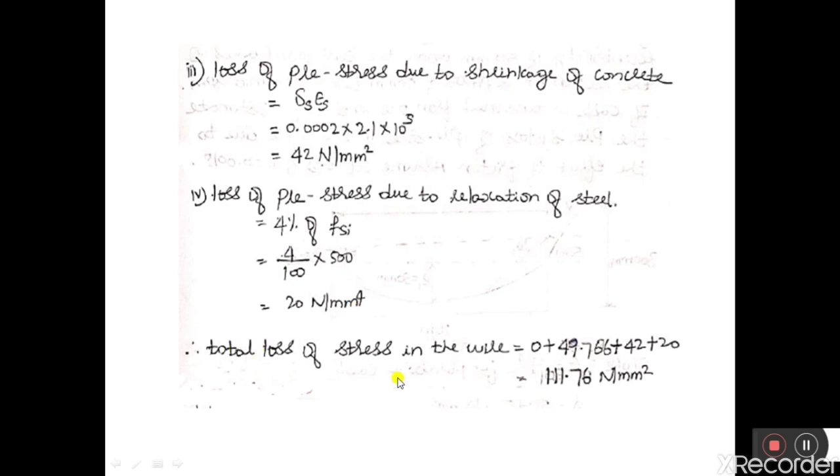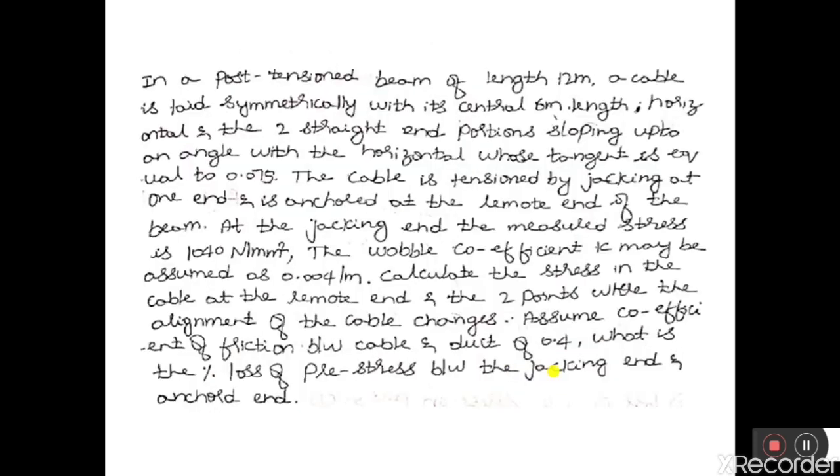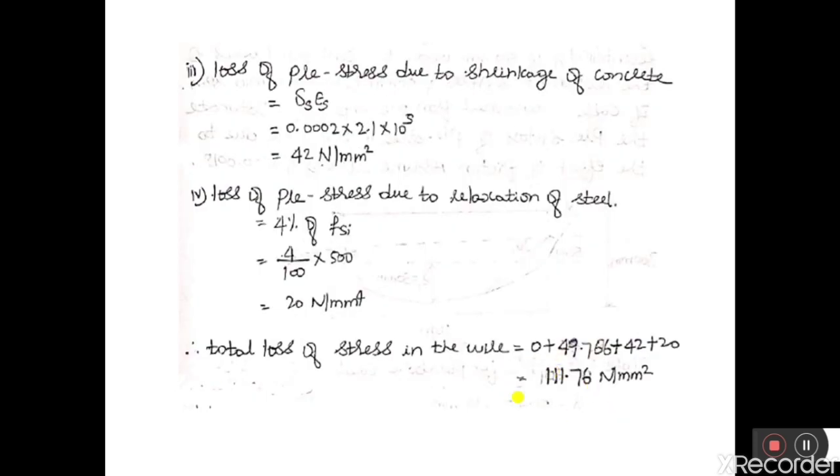Therefore, total loss of pre-stress in the wire or in the cable is equal to 0, which is due to elastic shortening, plus 49.766 plus 42 plus 20, that is equal to 111.76 Newton per mm square. So this is the second case, total losses in the cable.